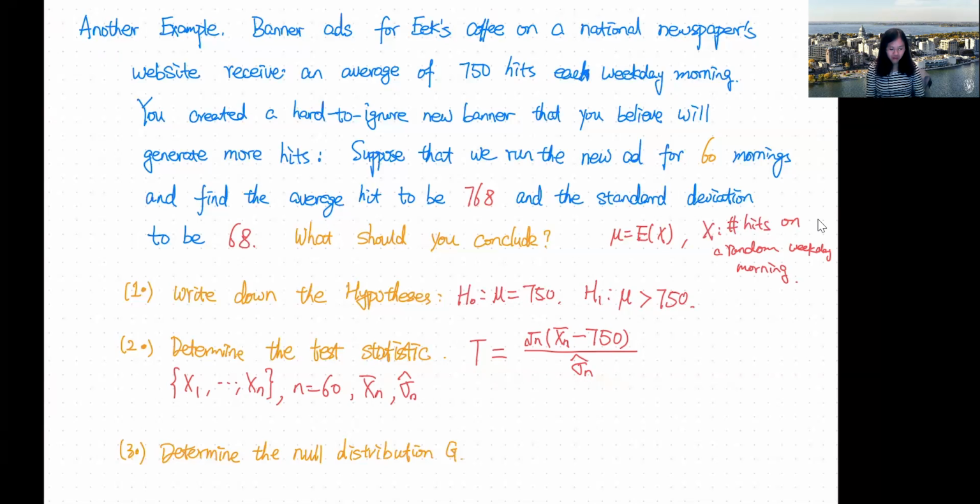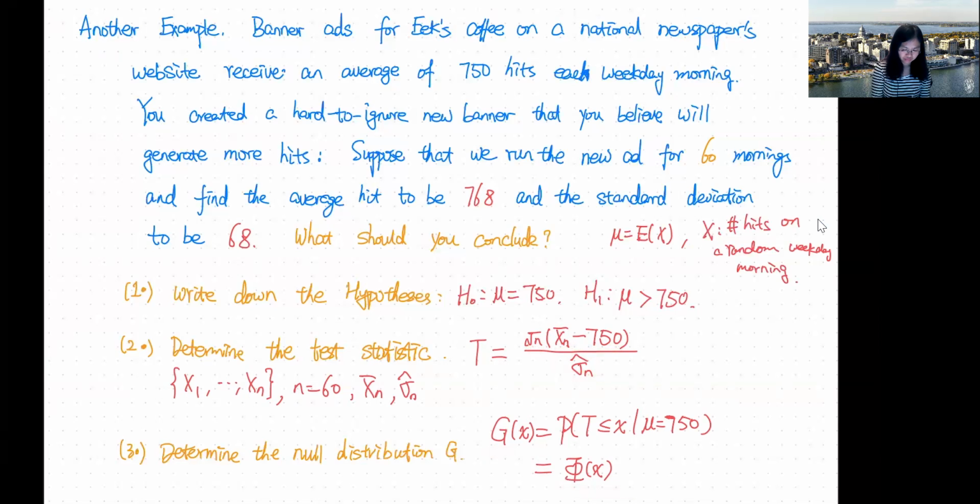And now the third step is to determine that null distribution, G. The null distribution G, as I said, is the standard normal. So G equals the probability that T is less than or equal to little x given mu equals 750. And given mu equals 750, the test statistic equals root n times (X n bar minus mu) divided by sigma n hat, and that is asymptotically standard normal. So therefore, G is phi of x.